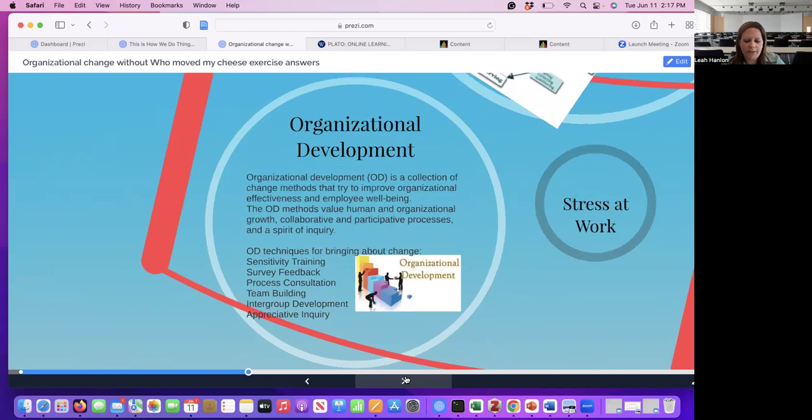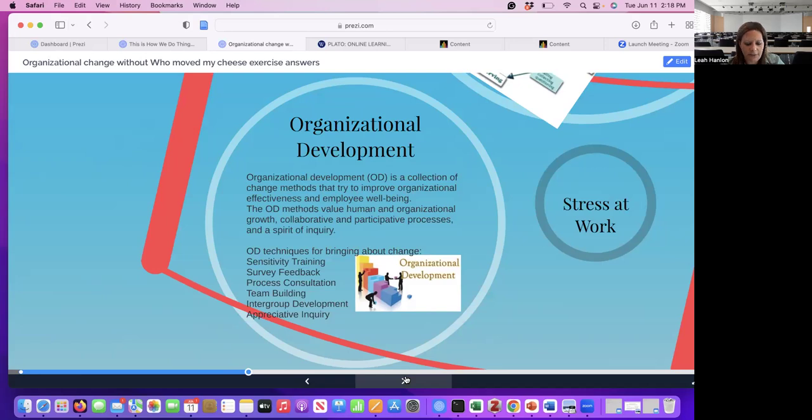Organizational development. This is a collection of planned change interventions built on humanistic democratic values that seek to improve organizational effectiveness and employee well-being. The organizational development methods value human and organizational growth, collaborative and participative processes, and a spirit of inquiry. Techniques for bringing about change.